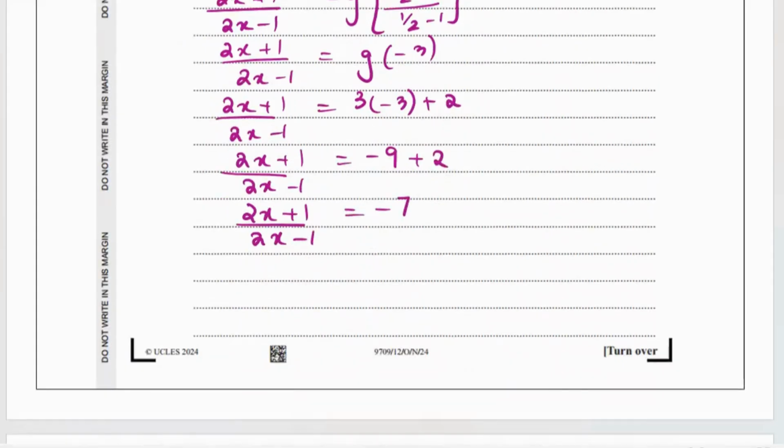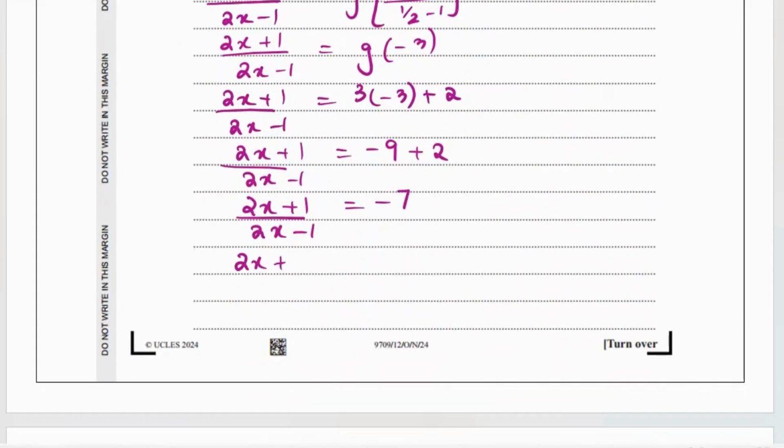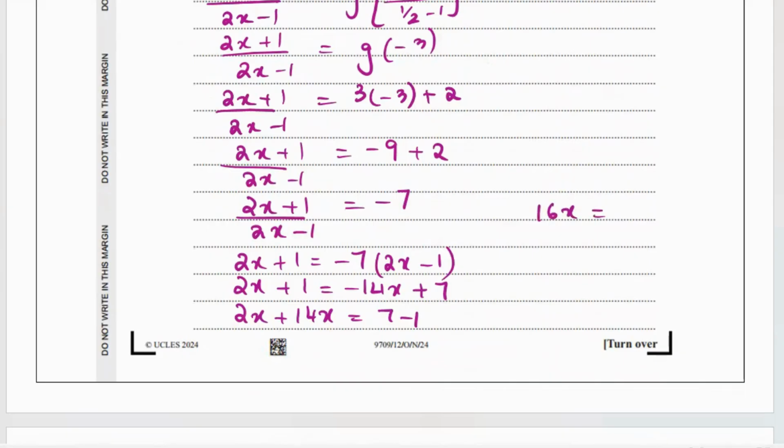Cross multiply, and then we find the value of x. So that's 2x plus 1 equals negative 14x plus 7. Collect the like terms on each side. 2x plus 14x equals 7 minus 1. So that's 16x equals 6. X equals 6 divided by 16, which is going to be 3 over 8. That is your value of x.